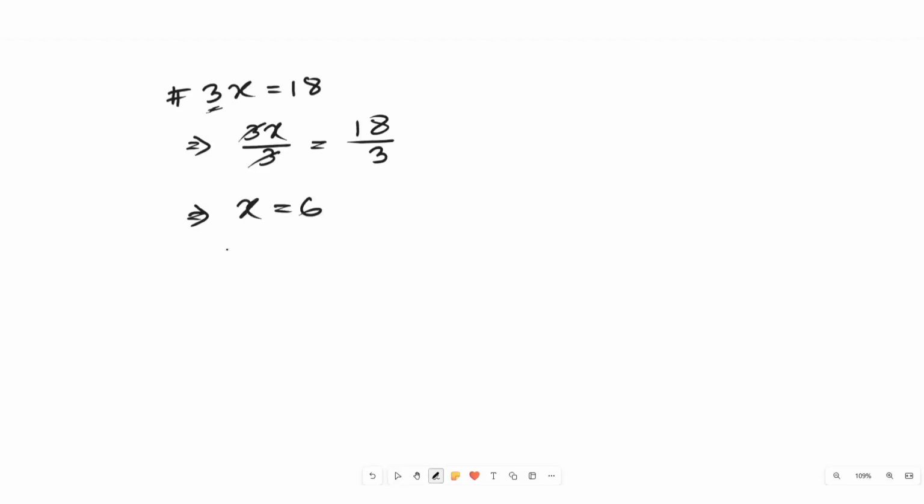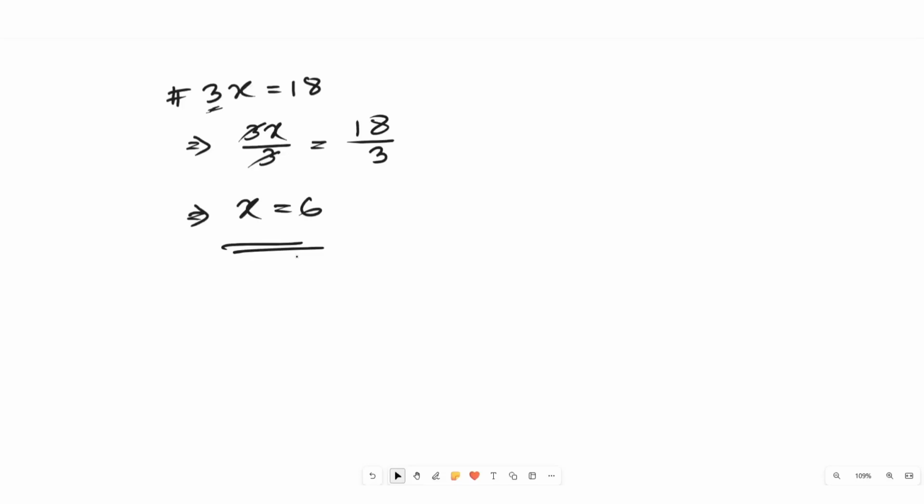Now let's see another easy example. 3x equals 18. To isolate the variable here, we have to divide both sides by 3. So our answer is x equals 6, because 18 divided by 3 equals 6. So x equals 6.